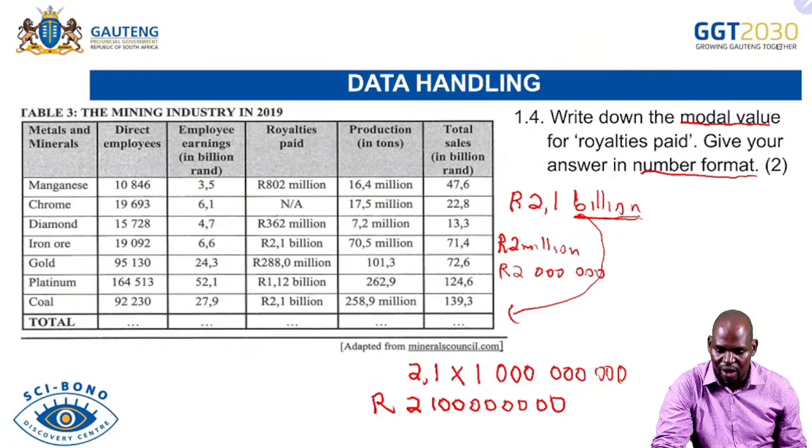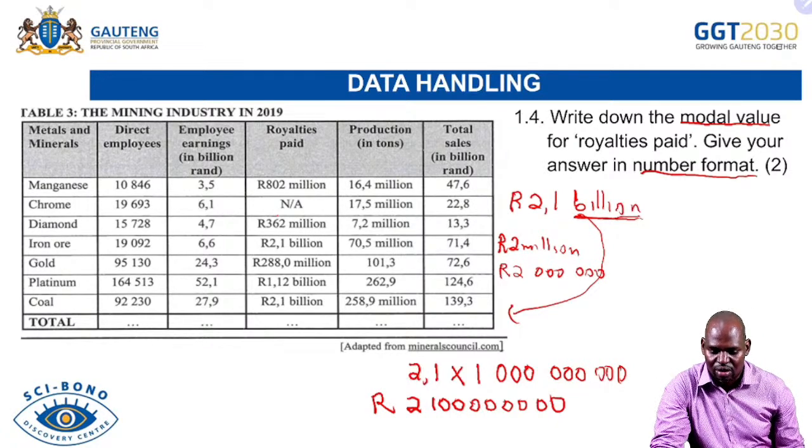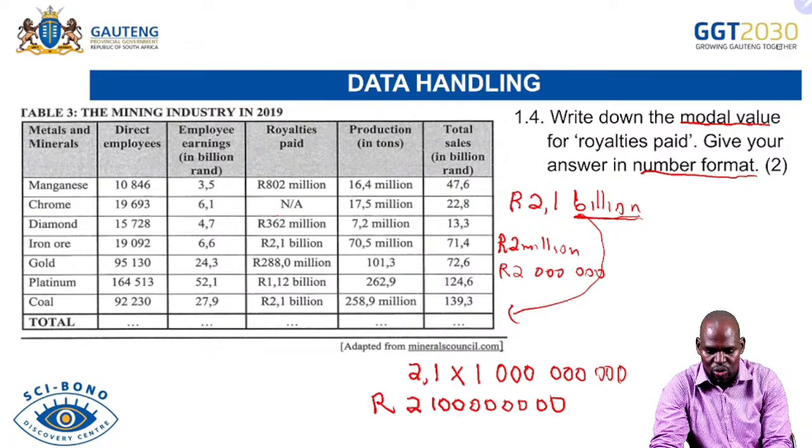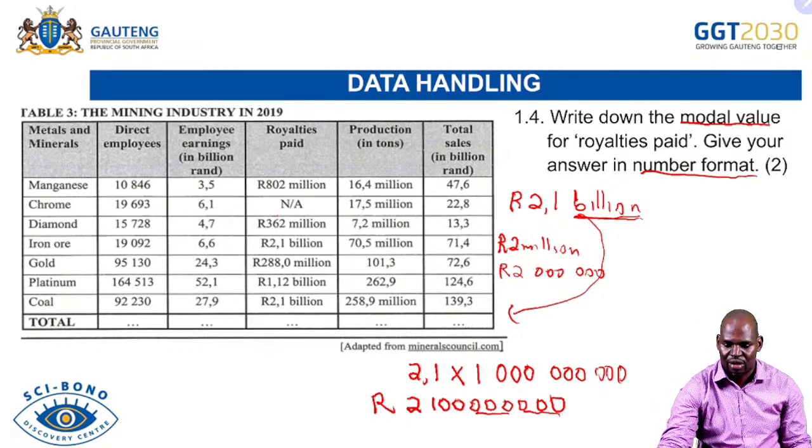Okay, so the number format is 2 billion 100 million. So there's 3 zeros, and then 100. So this one is 2 billion 100 million. That is the number format. Okay, so far so good.